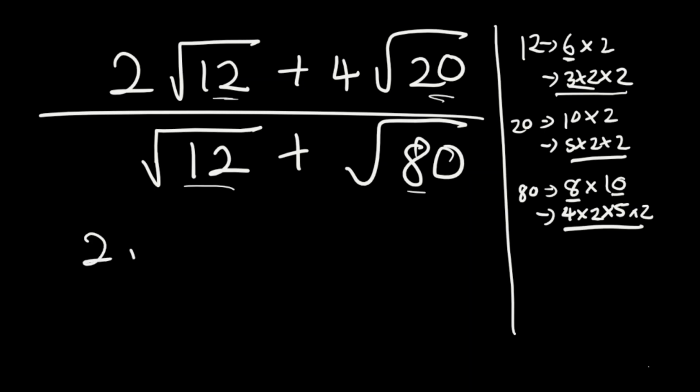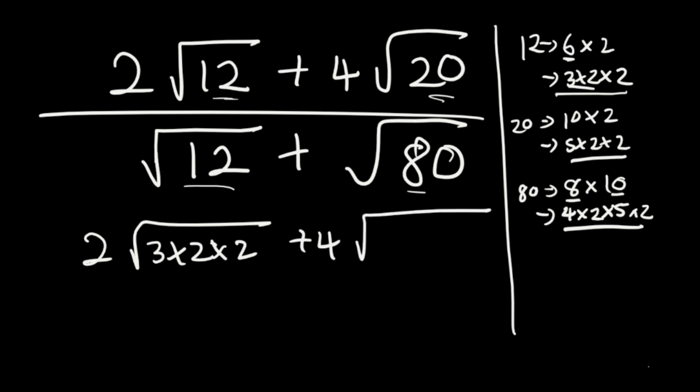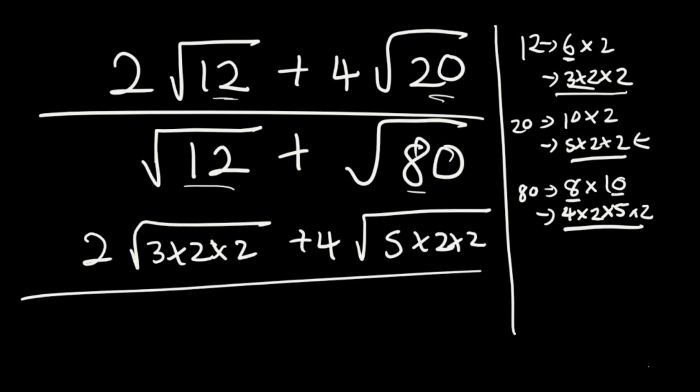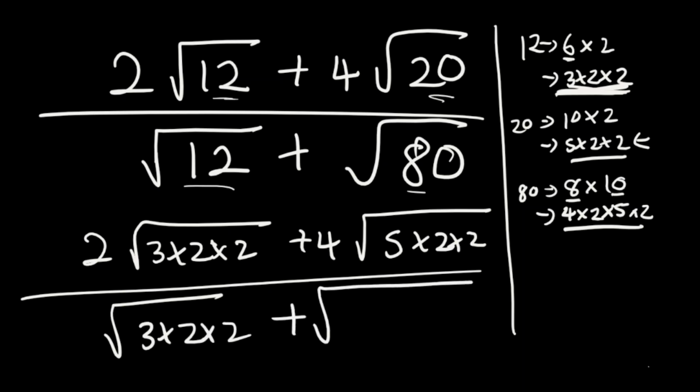So meaning we have 2 root of 3 times 2 times 2 plus 4 root of this one here, which is 5 times 2 times 2, divided by the root of 12, which I indicated. We're going to take this 3 times 2 times 2 plus the root of 80. We're going to take this one here, which is 4 times 2 times 5 times 2, right?